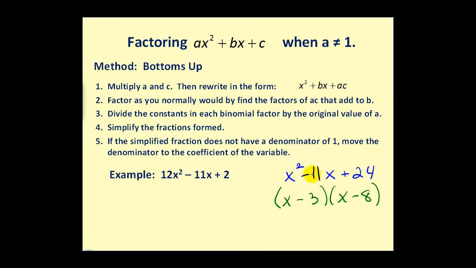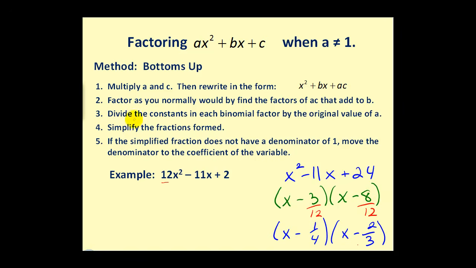The next step is we divide the constants in each binomial factor by the original value of a. The original value of a was 12, so we divide this 3 by 12, and we divide the 8 by 12. Next, we simplify the fractions that we formed. So 3/12 would simplify to 1/4. So this would be x minus 1/4. And 8/12 would simplify to 2/3.